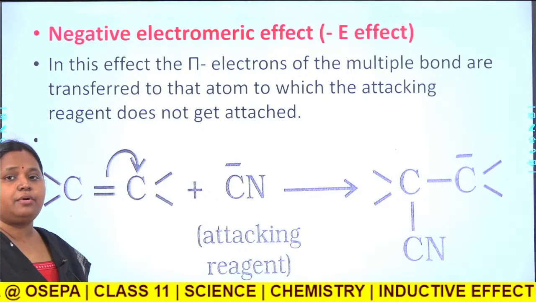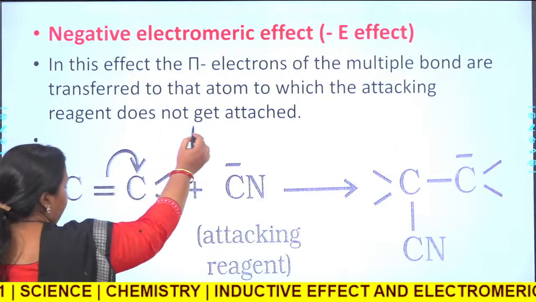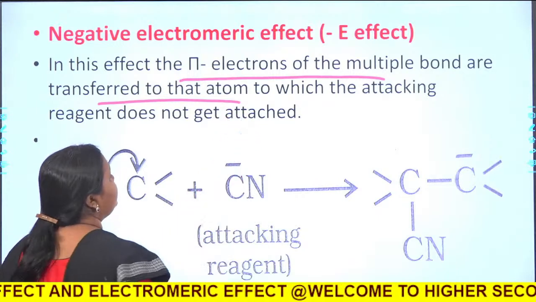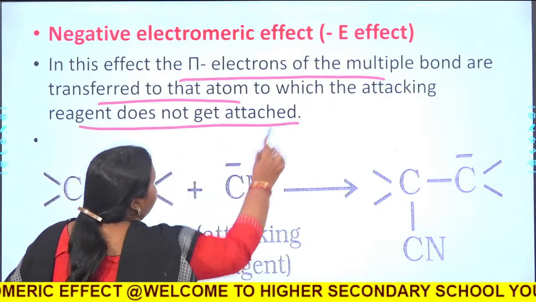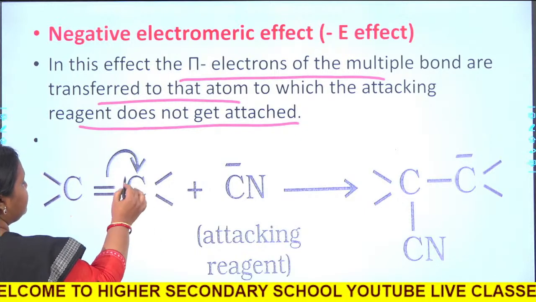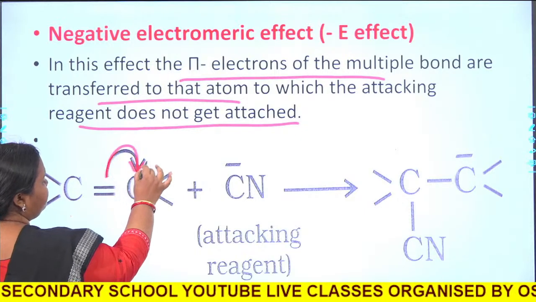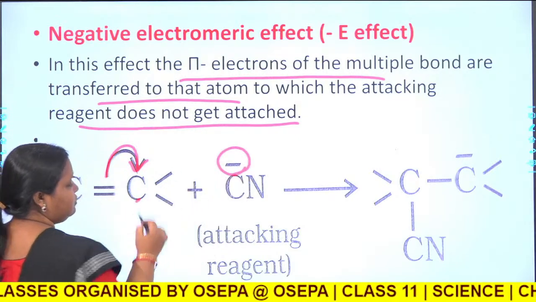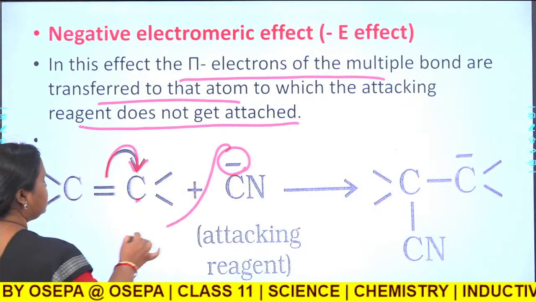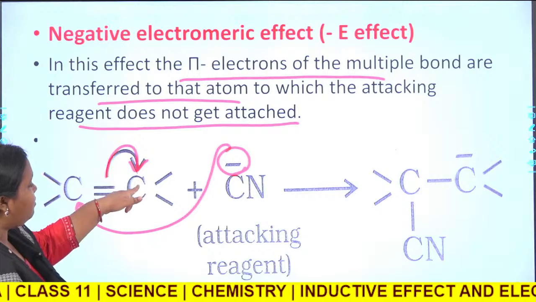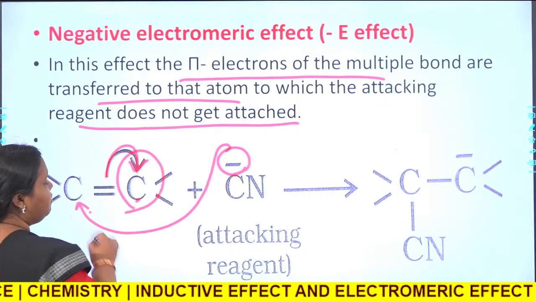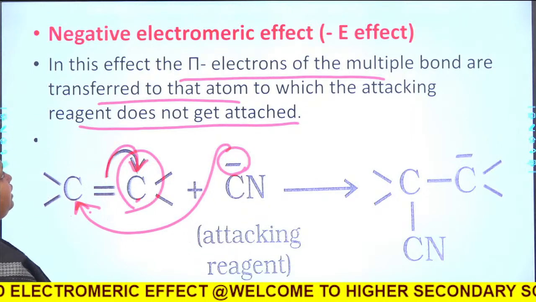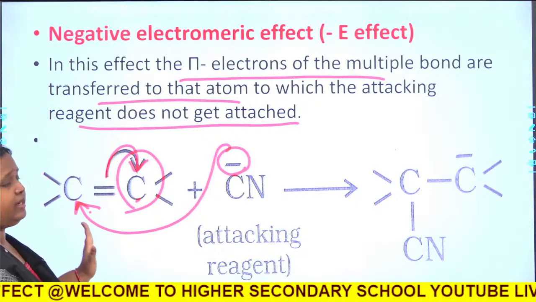Negative electromeric effect, just the opposite. If the pi electrons of the multiple bonds are transferred to that atom to which the attacking reagent doesn't get attached. See the example, suppose the electrons move to this carbon, so this carbon becomes minus, but here the attacking reagent is minus, so it will get attached to the other carbon. The bond broke and the pi electrons went to this carbon, but the attacking reagent is getting attached to the opposite carbon atom, then at that point it is called negative electromeric effect.